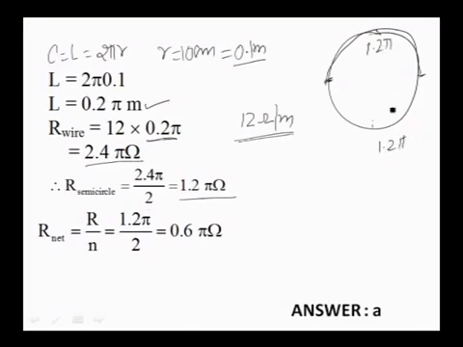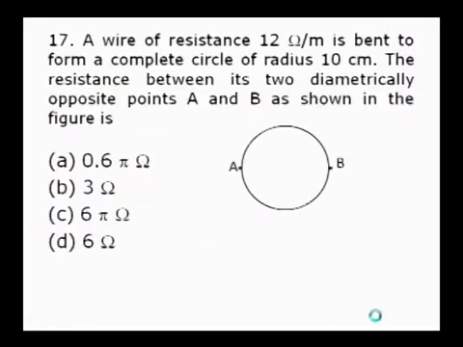These two are identical. When the resistors are identical, we can use R net is equal to R by N. So R value is this. How many resistors are there? 1, 2. Divided by 2, we get 0.6 pi ohm. Therefore, the correct option is A. This is the correct option for this problem.